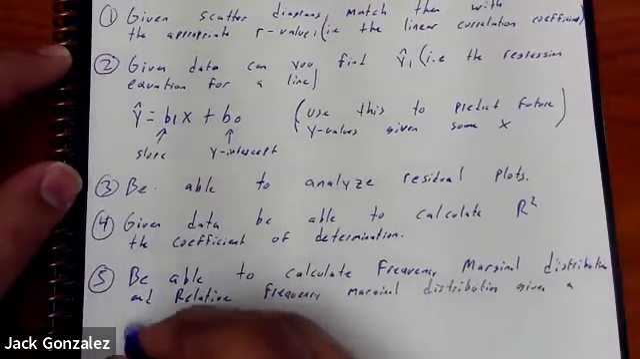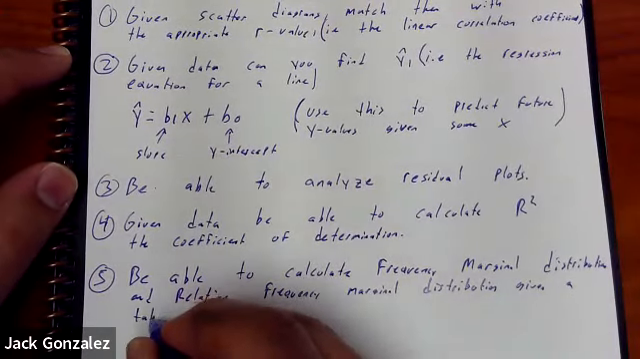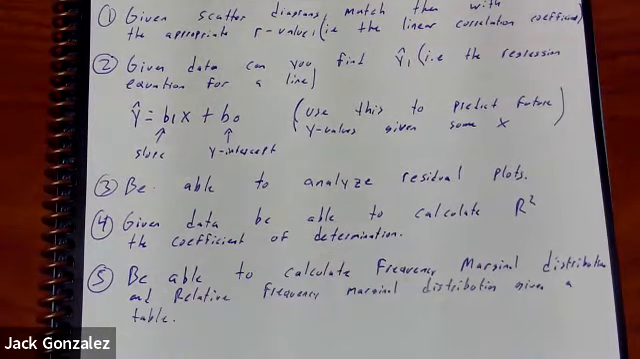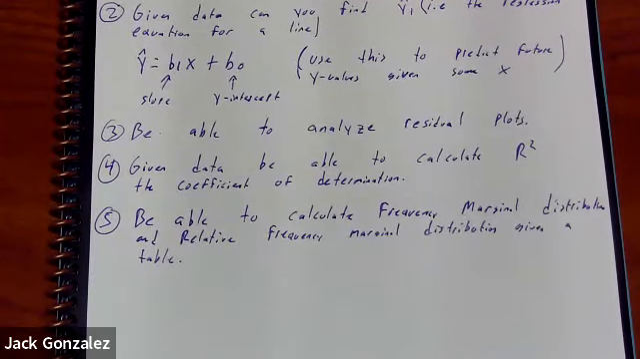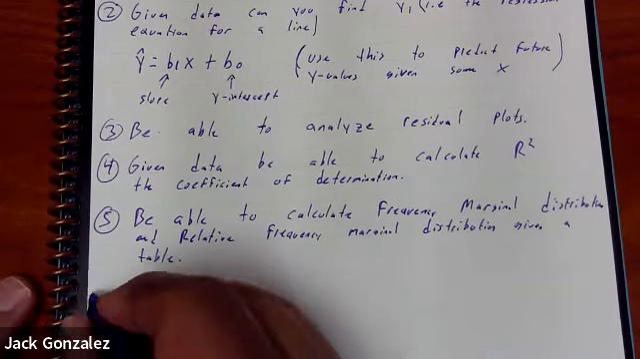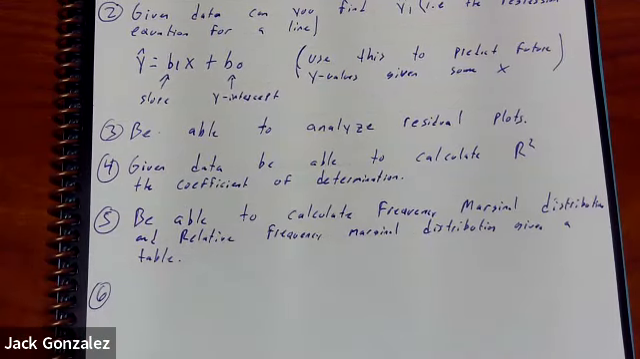Given a table. So like a little table that we did. Do you remember doing that? We had a couple of categories. We found the frequency and then the relative frequency marginal distribution. It wasn't too bad. In your homework and in the notes.